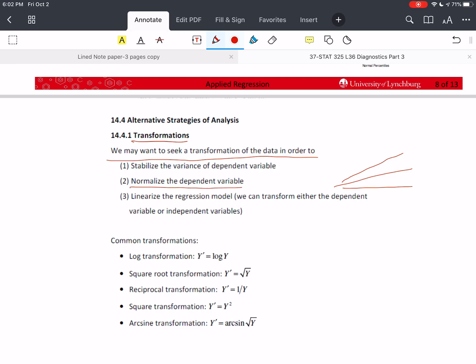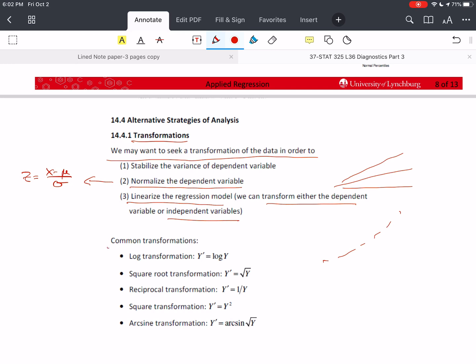And then we could normalize the dependent variable. What do we mean by normalize? We could use the transform z equals x minus mu over sigma and try to normalize it, make all of the variables have a mean of 0 and a variance of 1. We could also linearize the regression model. We can transform either the dependent or the independent variables again. So linearize means, if we don't have a straight line, we have something looking like that, then we want to take a transformation.